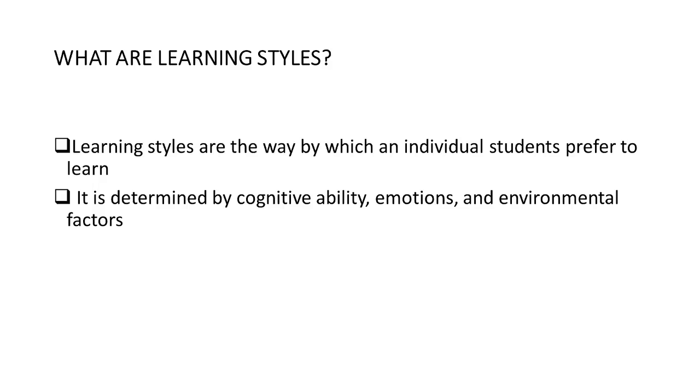So learning styles are determined by cognitive ability, your thinking ability, how you think, your emotions, how you feel about how you learn, as well as your environmental factors. What is your background? What is your situation? So when you choose your learning style, it will be determined by these factors.